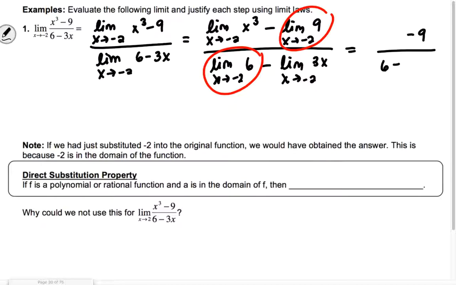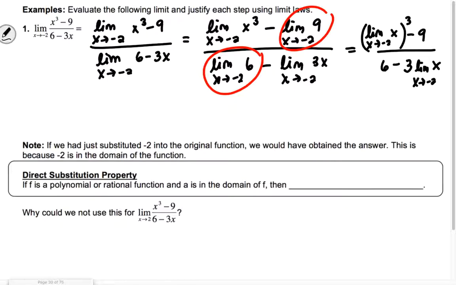And then numbers can be pulled to the front. So I could do 3 times the limit as x goes to -2 of x, right? And then powers can go on the outside, so I can do limit as x goes to -2 of x cubed. You with me? It's really annoying writing out limit every single time, isn't it?